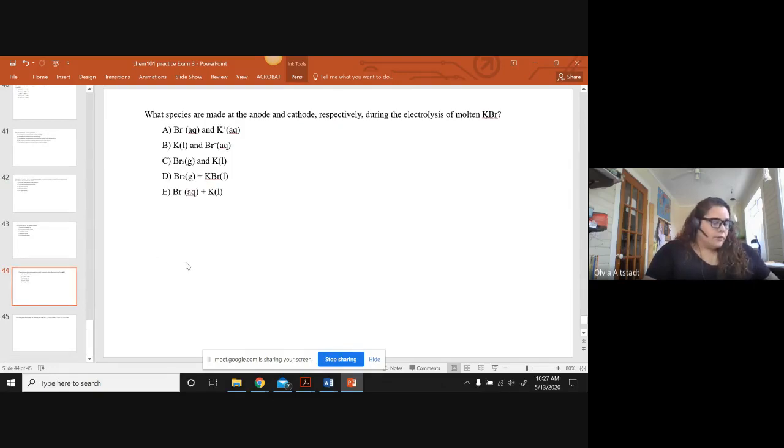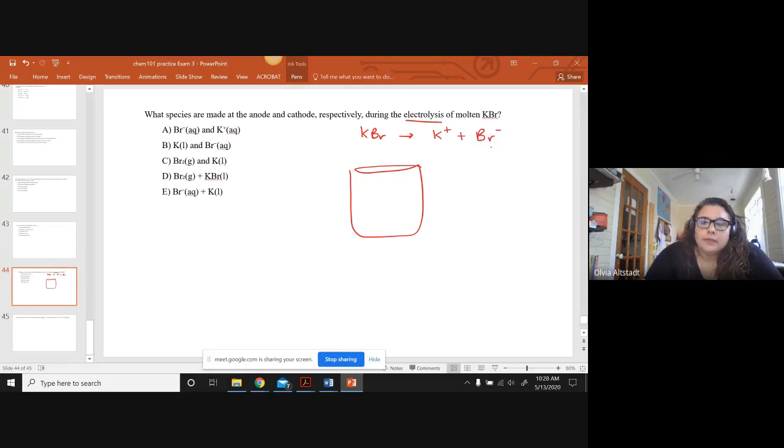Okay, so let's talk about 44. 44 is an electrolysis of molten KBr. So what happens is you have a beaker and you melt KBr. When KBr is melted, it dissociates, right? Ionic solids dissociate into ions when you make them liquid, either by dissolving them in solution or melting them. So this is what happens.